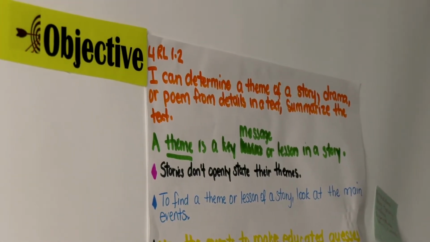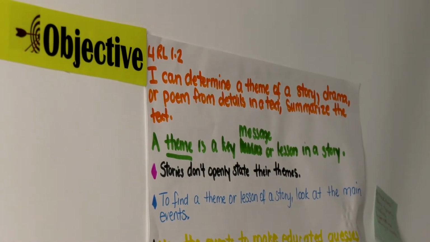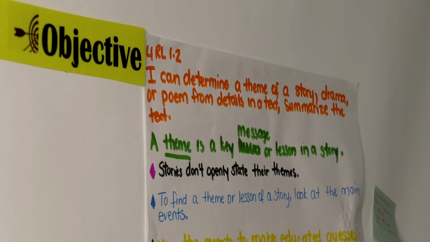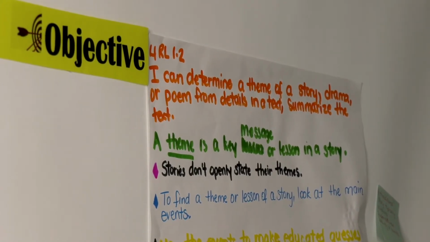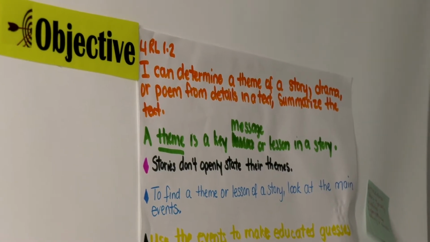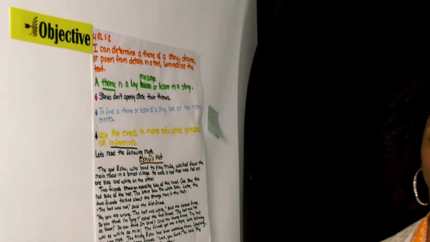So I'm going to go ahead and look at the standard. I can determine a theme of a story, drama, or poem. This literary category falls under your dramas, your plays, and your poems, and we determine the theme from details in a text and then summarize that text. So today we're going to talk about a theme. What is a theme of a story?